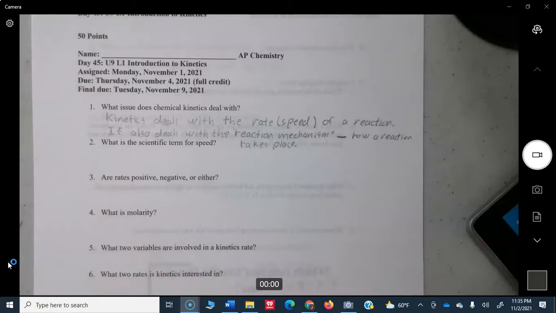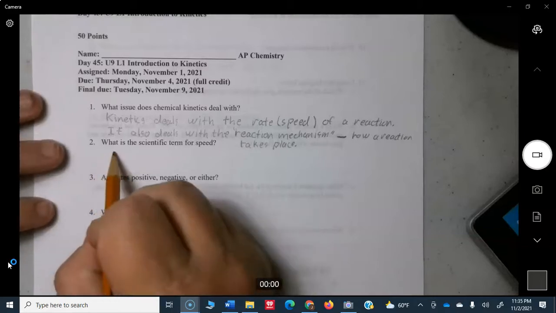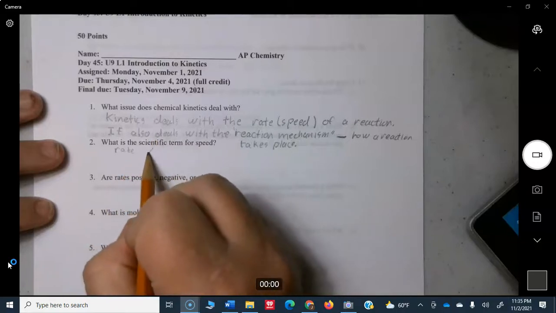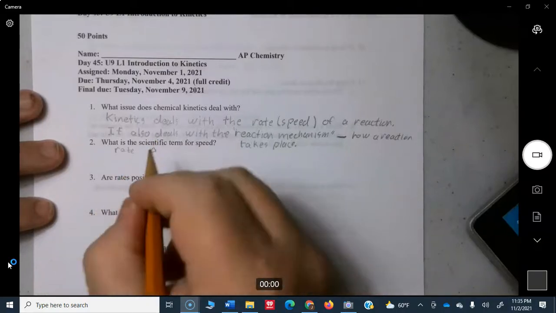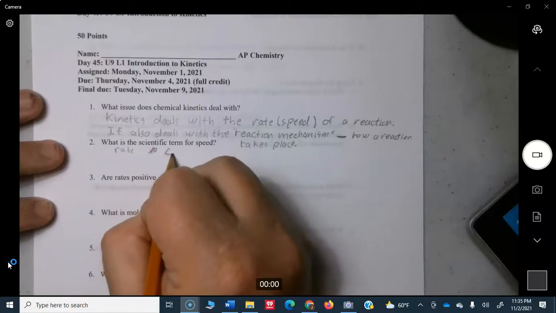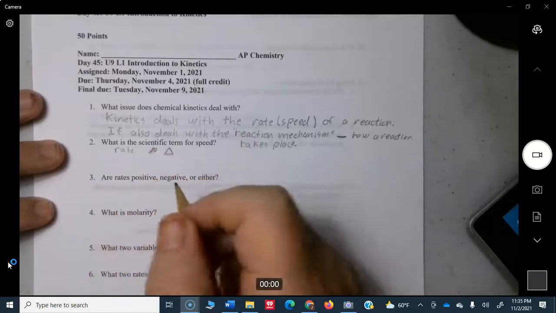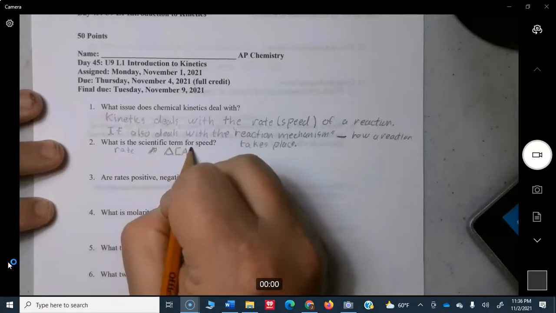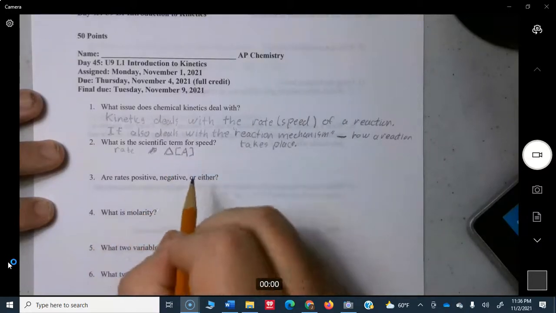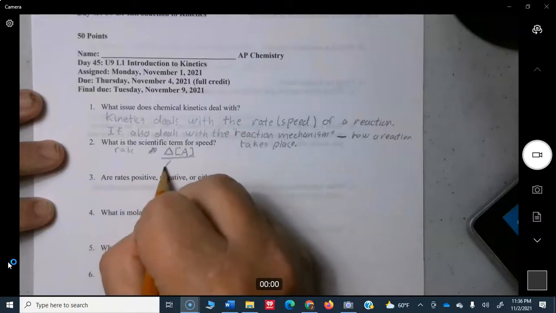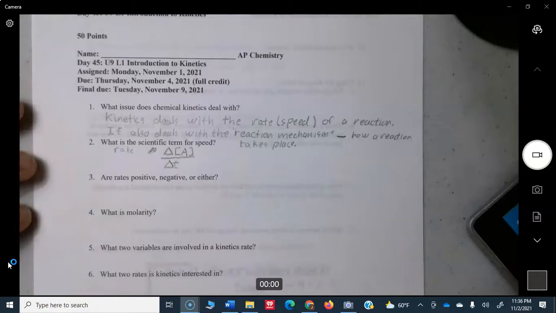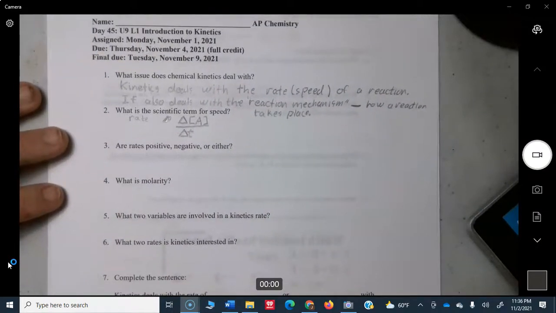Okay, so what is the scientific term for speed? That's rate. And it means the change, delta, change in. So by now, I hope you know that, and let me write the delta so it looks better. A delta in a variable such as the concentration, the molarity concentration of a product or reactant with respect to, that's how you read this, with respect to time. Okay, so again, that's in the video. Are rates positive or negative? They're always positive.